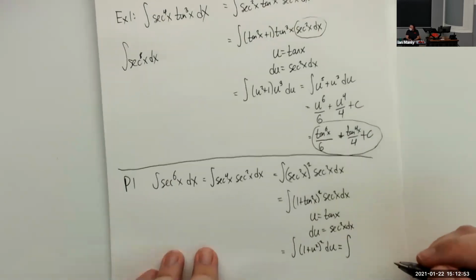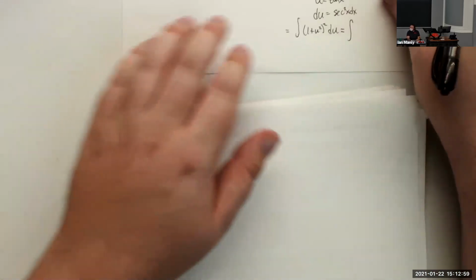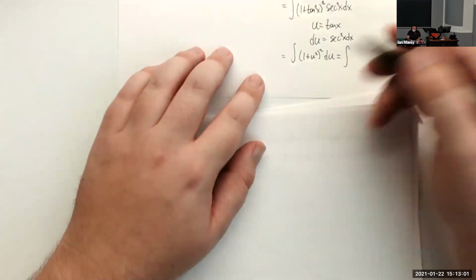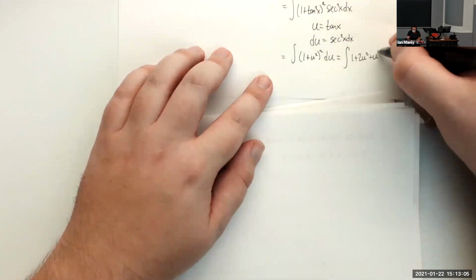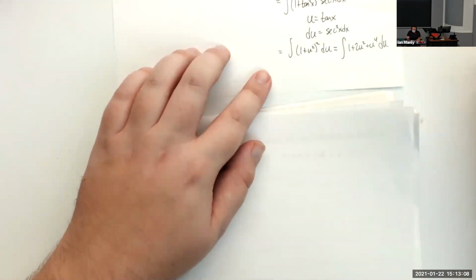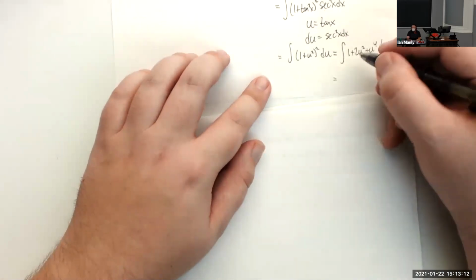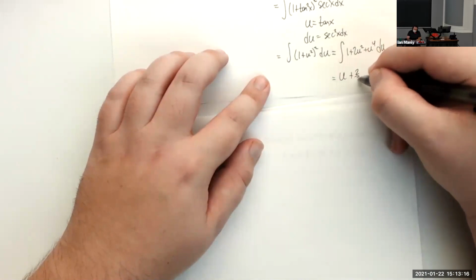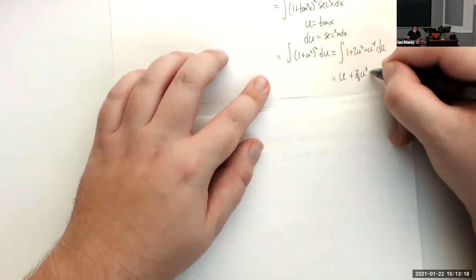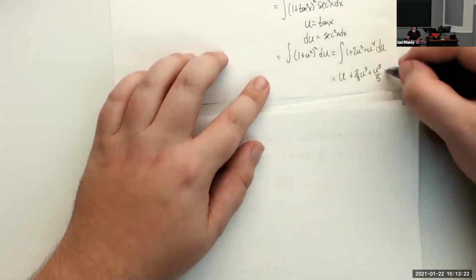All right, if I FOIL this out, I have 1 plus 2u squared plus u to the fourth du, if I do the FOILing there. All right, and then once I do my power rule on each of these, I have u and 2/3 u cubed and u to the fifth over 5 right here.